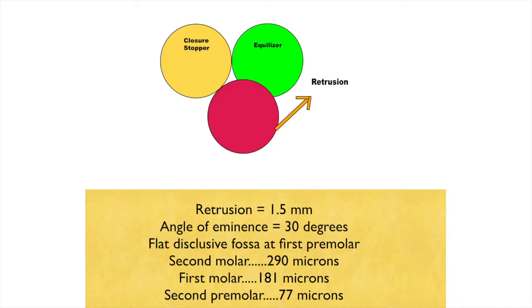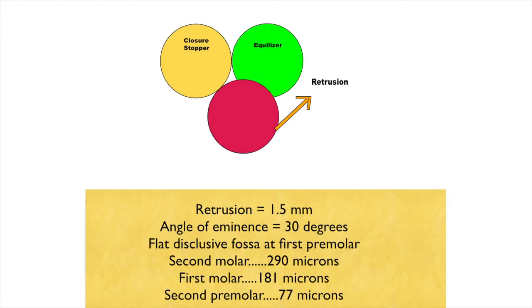Again, the formula tells us how many microns of tooth structure must be removed from the second molar, first molar, and the second premolar during the retrusion process. For this illustration, we are assuming that the retrusion at the flat VHF will be 1.5 millimeters and that the angle of the eminence is 30 degrees. Each lower cusp tip will now rise and go back up into the equalizer interference of its opposer.